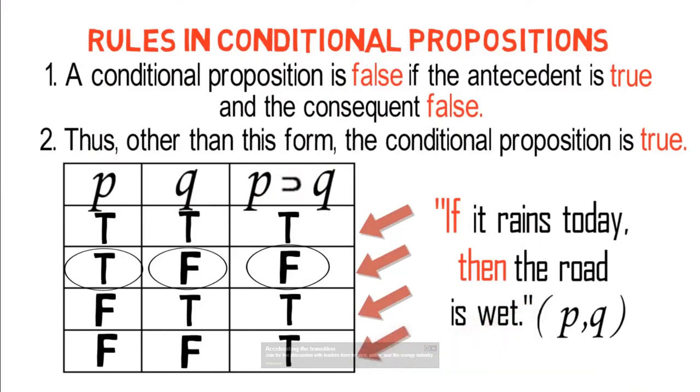Now, lastly, the fourth row in the truth table says that P is false and Q is false. Now, if this is the case, then P then Q is true. And this is because, based on the example, it says, it does not rain today and the road is not wet. So obviously, the conditional proposition is true.